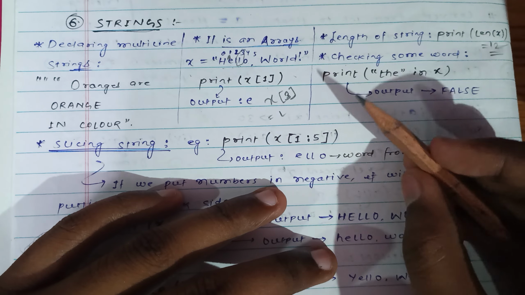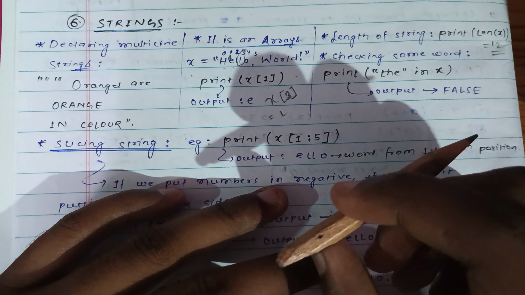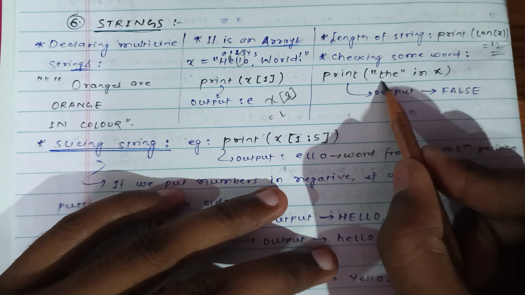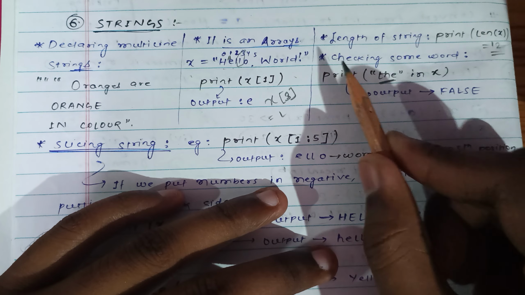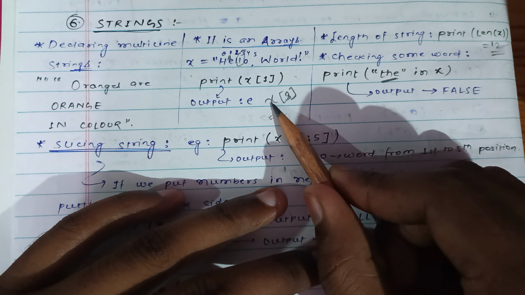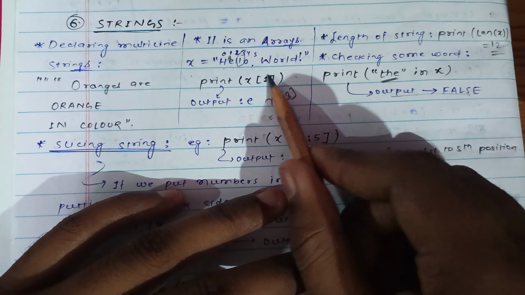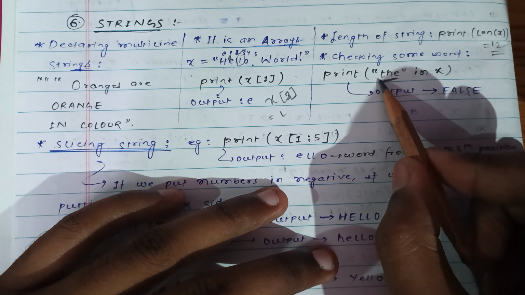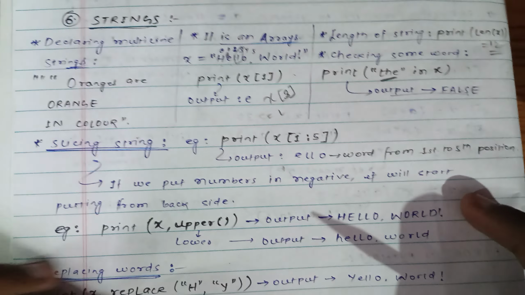Okay, now check some word. If you want to check some word, like here we are checking "the", whether it is present in the string that we have written or not, so print "the" in x. The output will be false because no "the" is there. If we put in "hello", then it will be true because hello is present here.